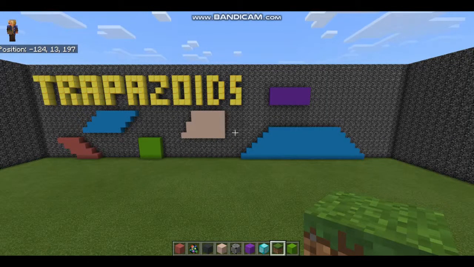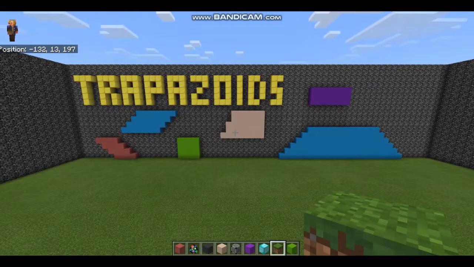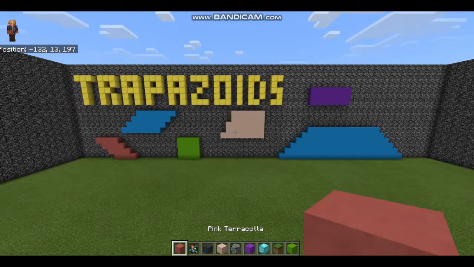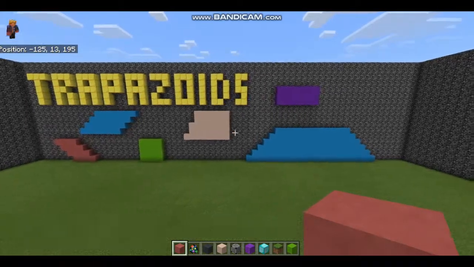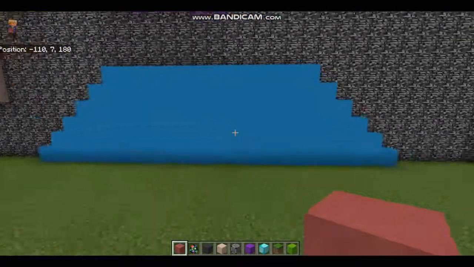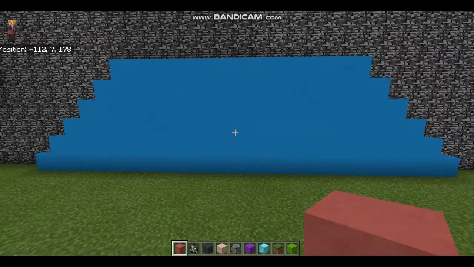Now let's move on to trapezoids. Okay, cool. So let's take a look at these trapezoids and figure out what they all have in common. This one right down here, this big blue one, this is your typical trapezoid.